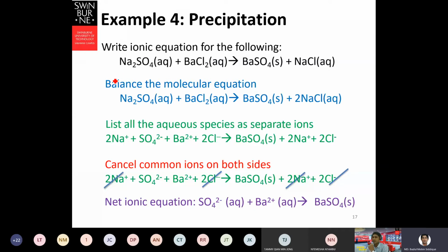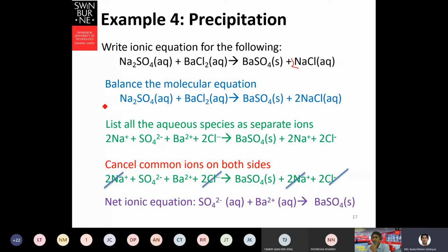So first of all, of course, we have to balance the equation. And balancing the equation shows that only if I add 2 in front of the sodium chloride, the reaction is already balanced. Sometimes it can be very tricky, yeah? So try to learn how to do the balancing of equations. And afterwards, we will write the ionic form of the species that are in aqueous form, right? Those are in aqueous form.